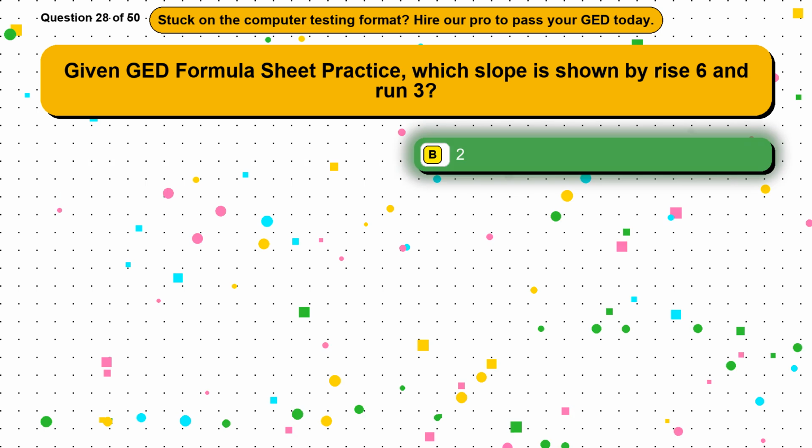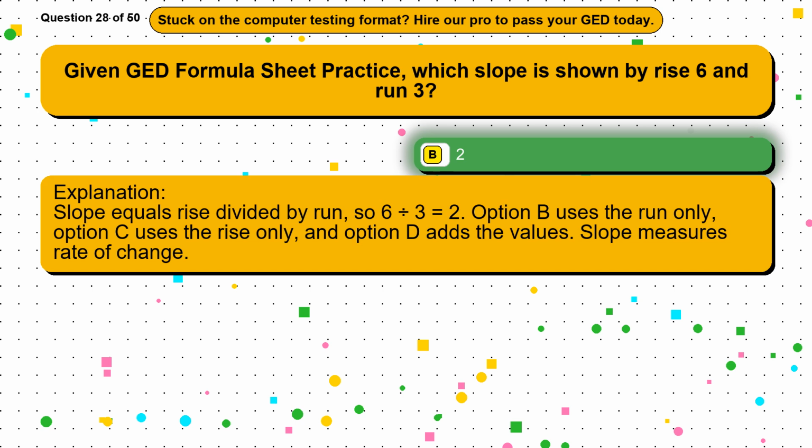The correct answer is option B, 2. Slope equals rise divided by run, so 6 divided by 3 equals 2. Option C uses the run only, option D uses the rise only, and option A adds the values. Slope measures rate of change.